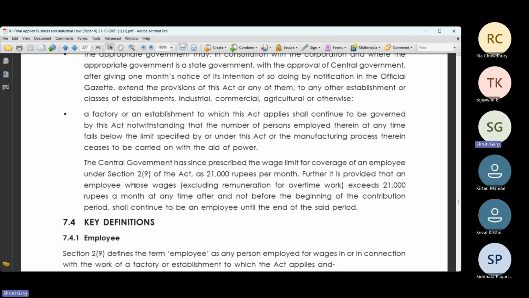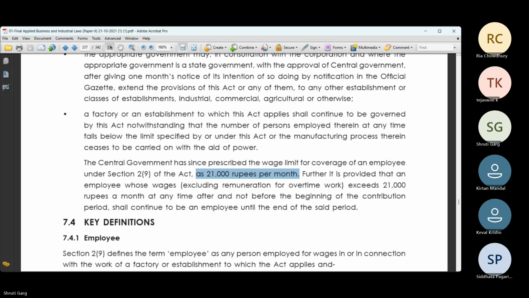Clear? The central government has since prescribed the wage limit for coverage of an employee under section 29 of the act as rupees 21,000 per month. Yes, wage limit. An employee should have minimum 21,000 rupees per month basic wages. Further, it is provided that an employee whose wages, excluding the remuneration for overtime work, exceed 21,000 rupees at any time after, and not before, the beginning of the contribution period, shall continue to be an employee until the end of the said period.